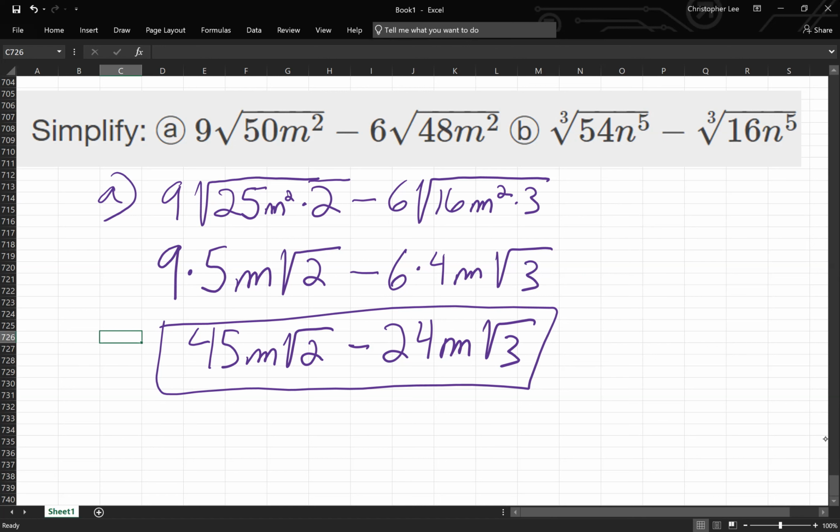The 25? So 25 times 2 is 50, right? So that's what I'm breaking 50 down to. I wanted the largest perfect square. Then that's that.